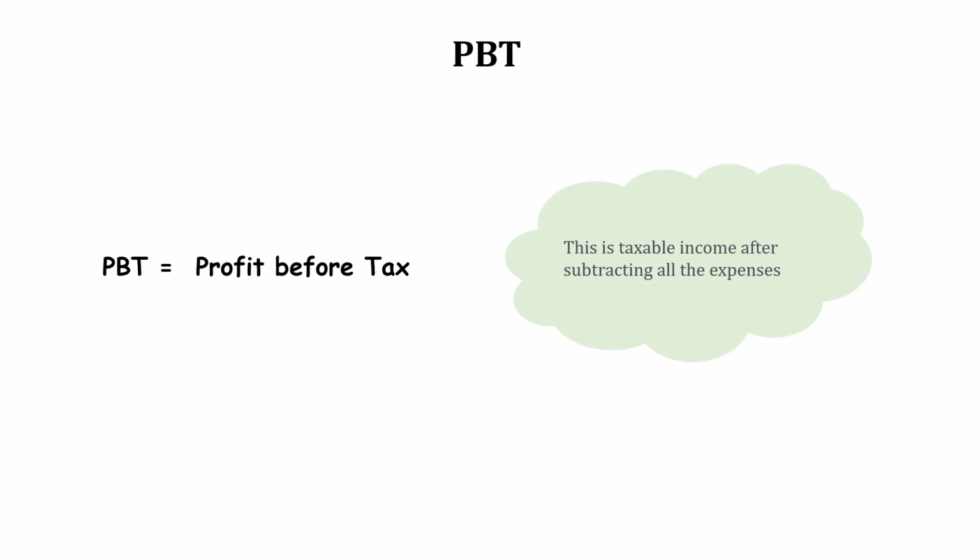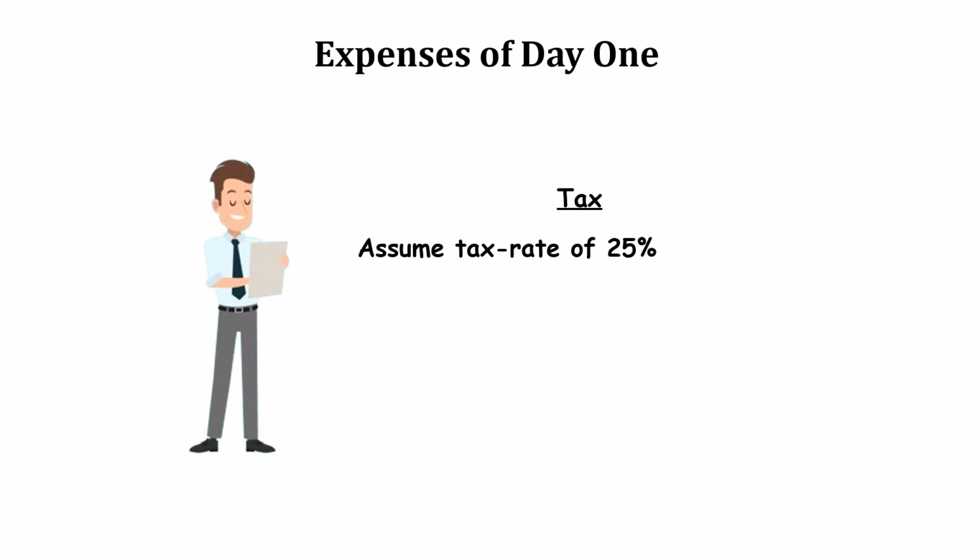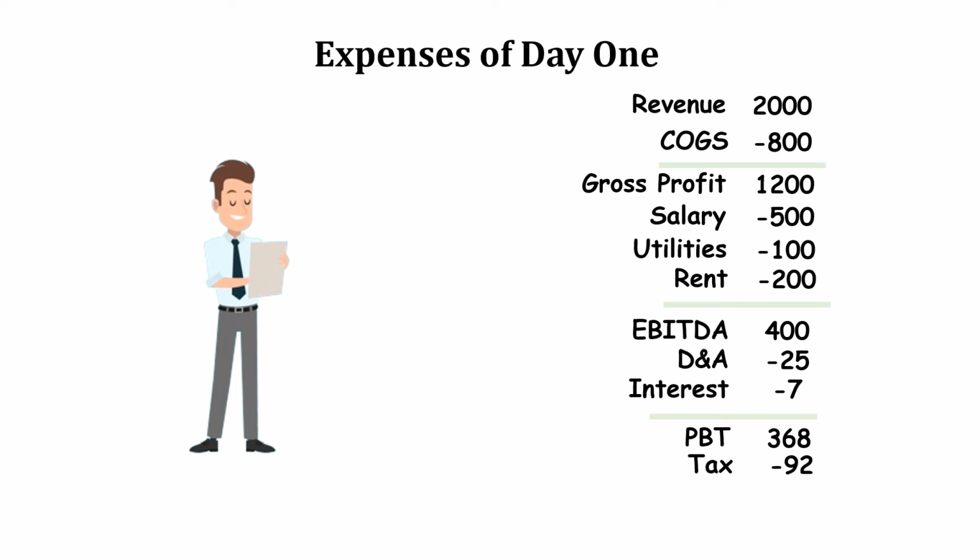Let's start calculating the tax. So assuming that tax rate is 25%, 25% of 360, which comes around 92. And once we subtract this 92 from PBT, we get finally PAT, which is profit after tax of rupees 276. This is our actual profit of day 1, which is 276. So the revenue was 2000 rupees and the PAT was 276 rupees.